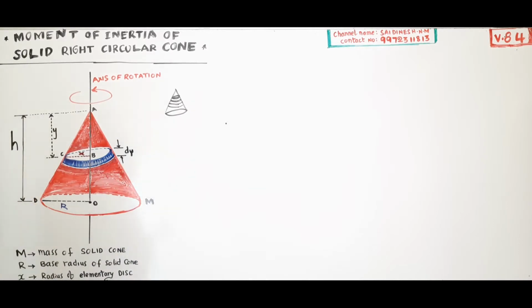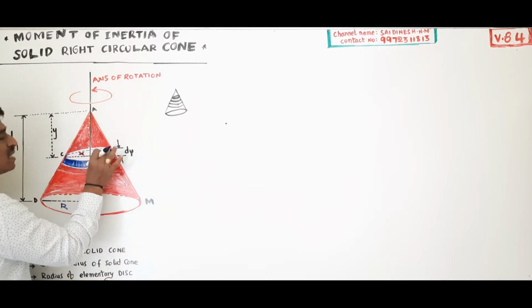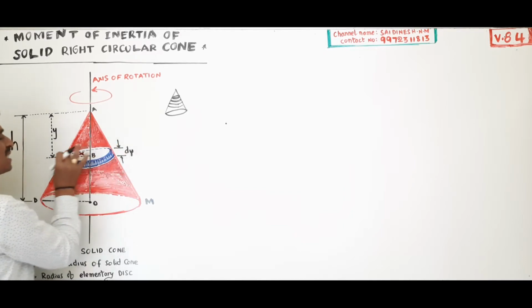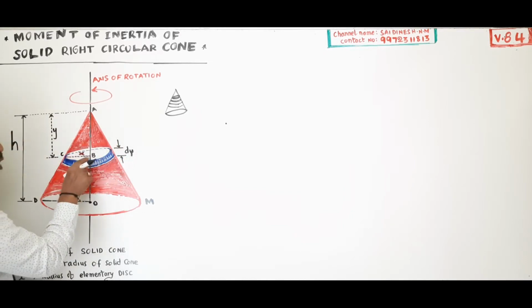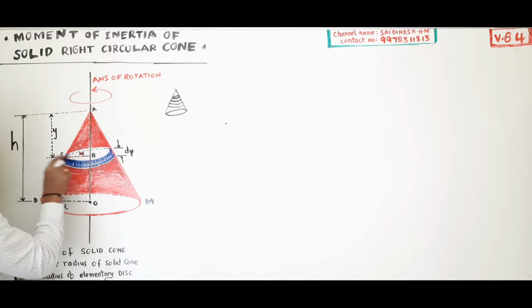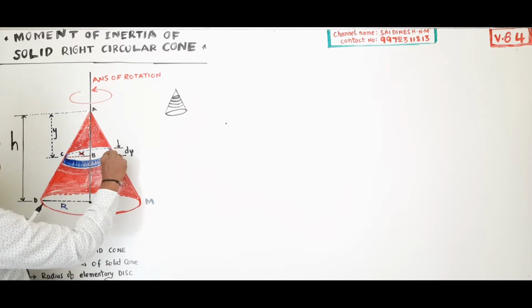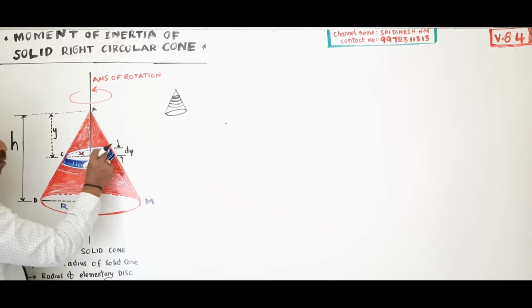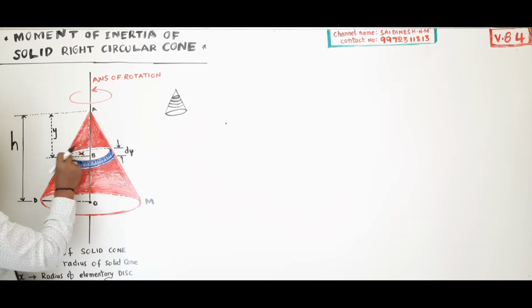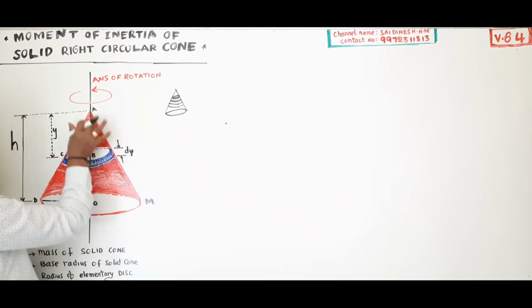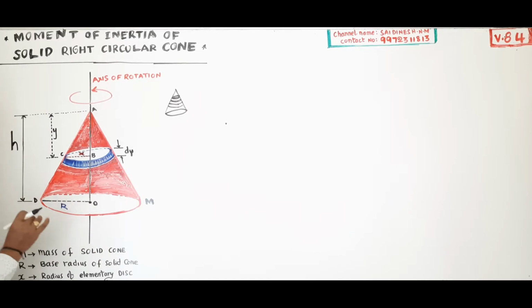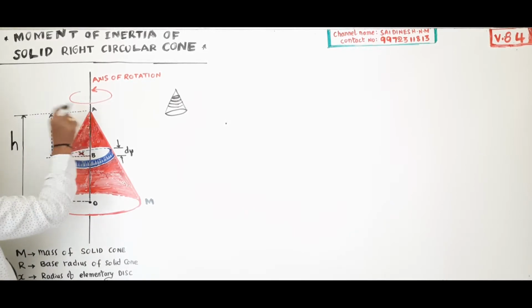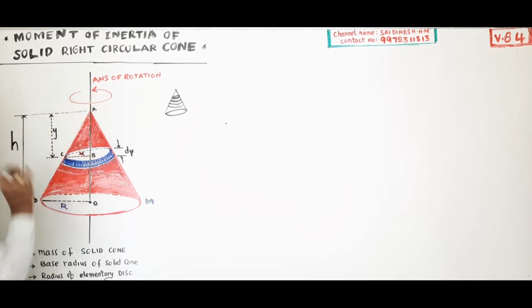I am considering one small elementary circular disc whose radius is x and thickness of this circular disc is dy. This circular disc, the elementary part of this solid cone, is at a distance of y from the apex, or from the top of the cone. H represents the height of the cone.